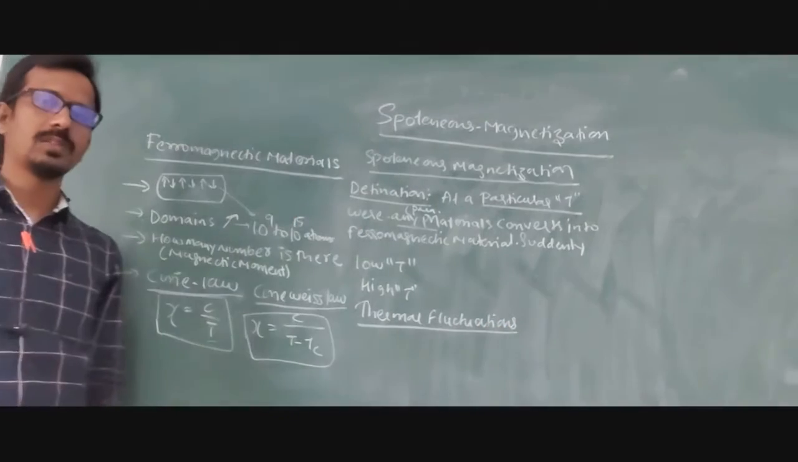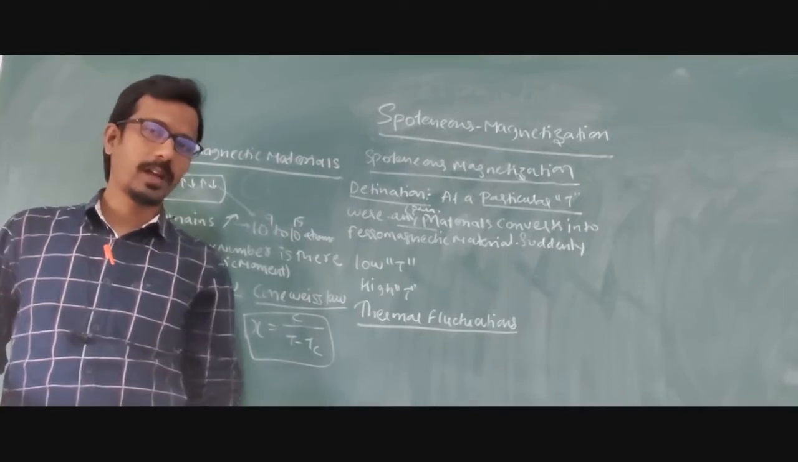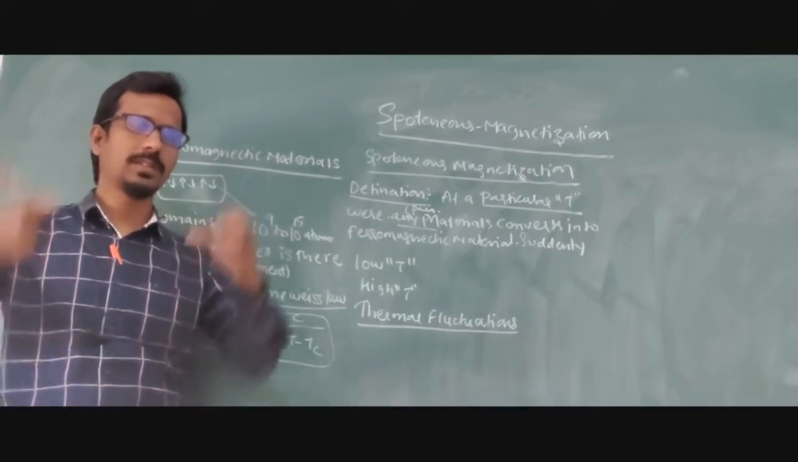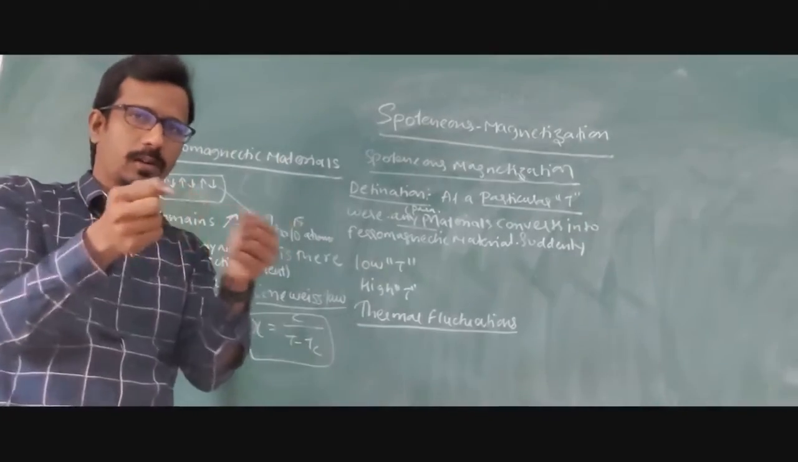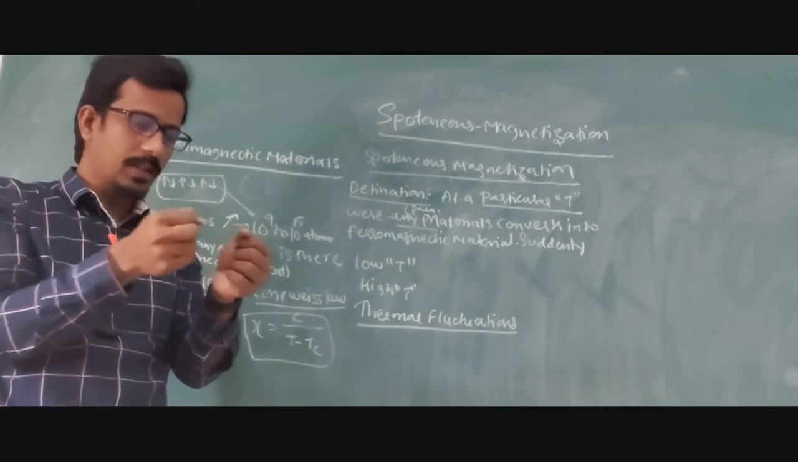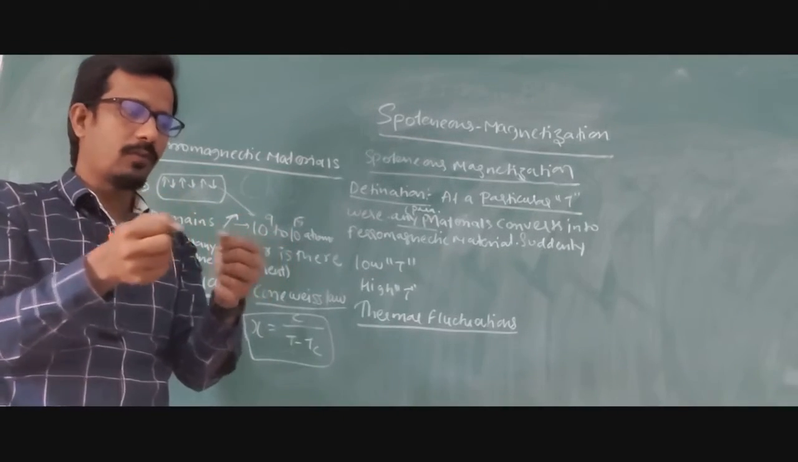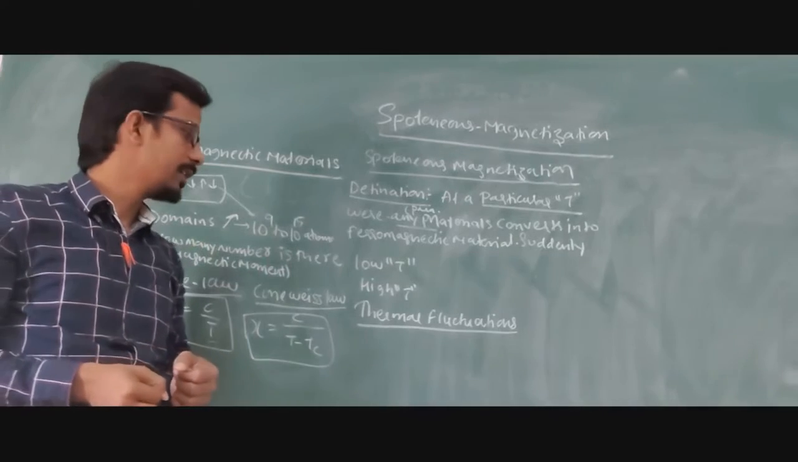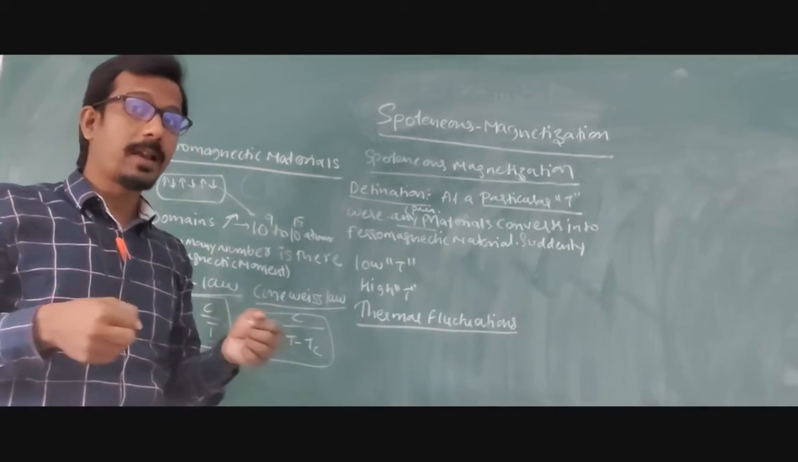So what will happen with these thermal fluctuations? Thermal means heat. Fluctuation means motion of a molecule from one form to another form, or they are moving in the different forms of energy. That is called the fluctuations or thermal agitations.